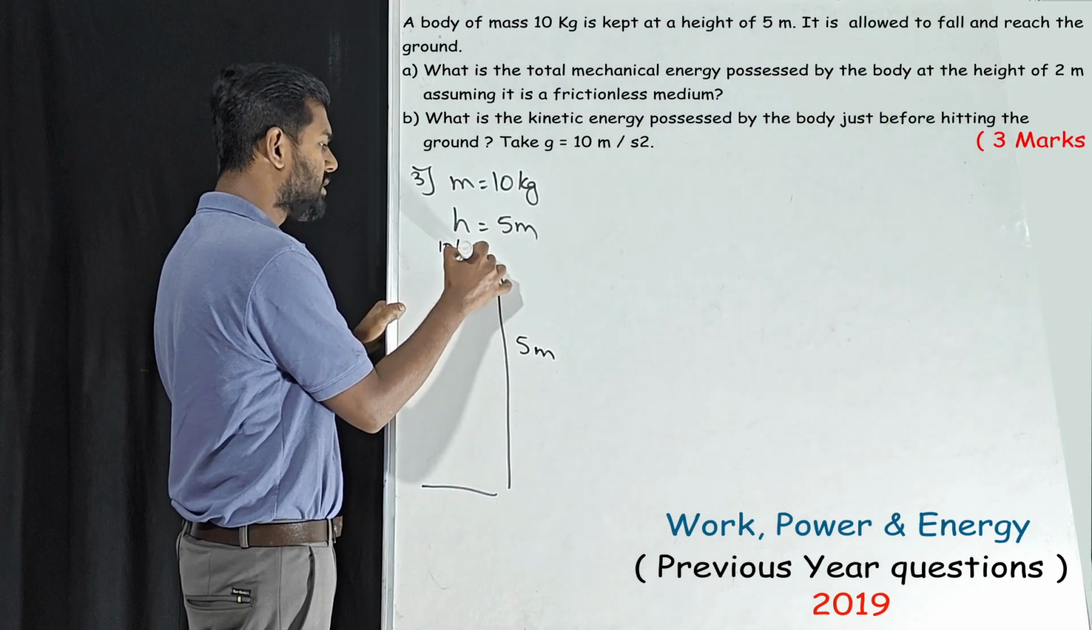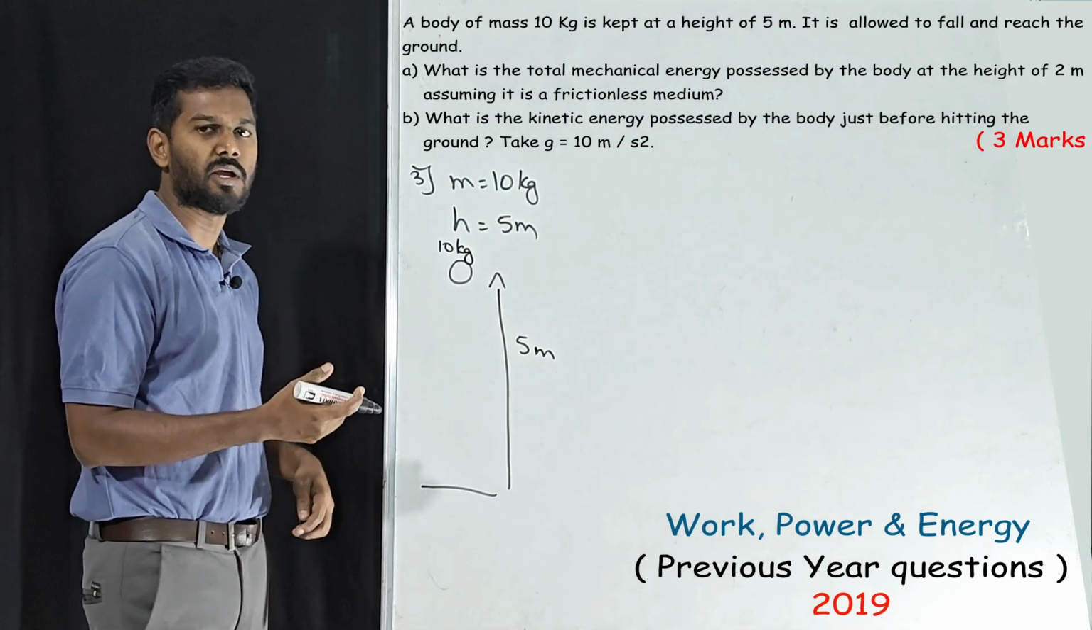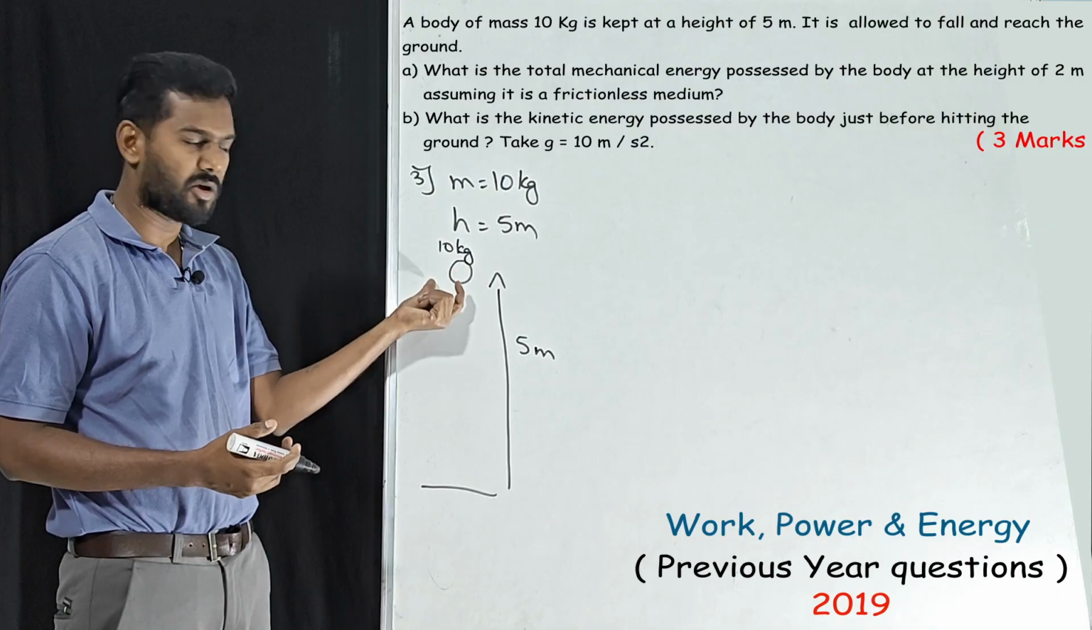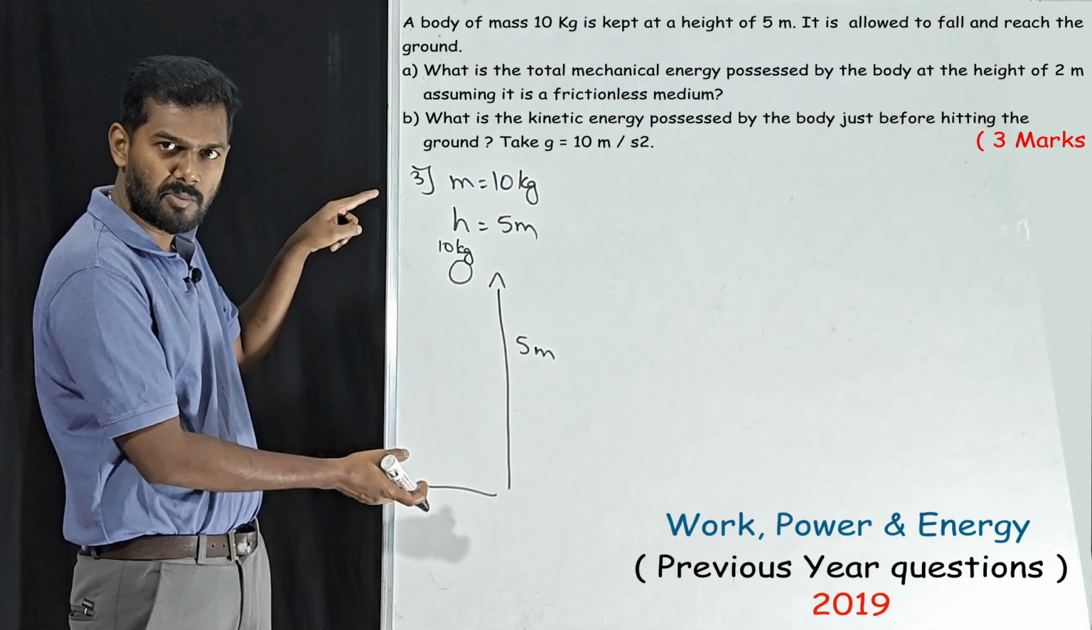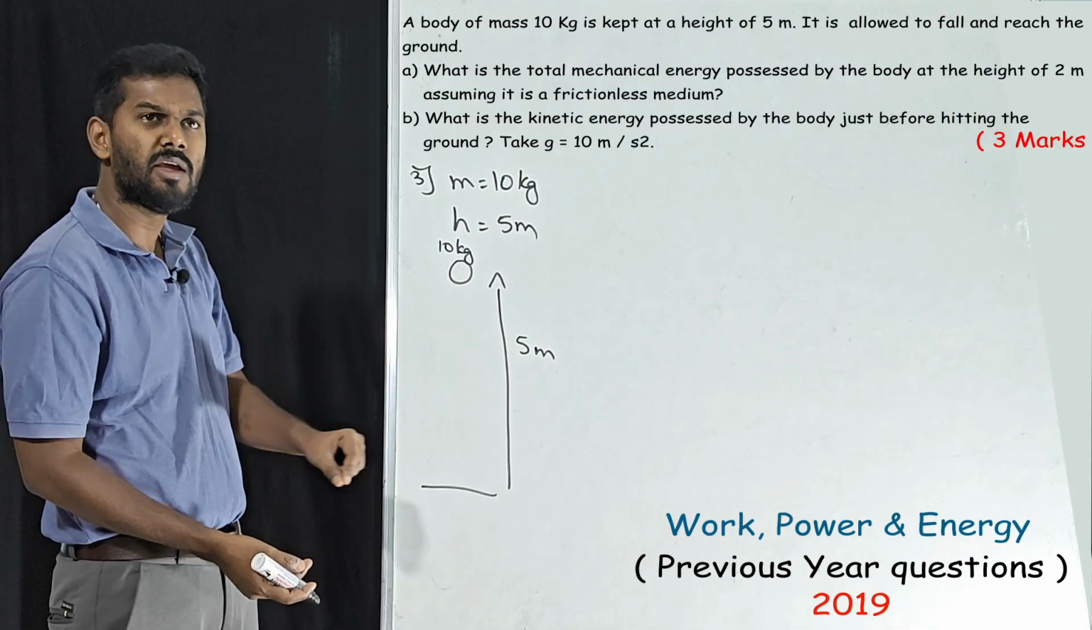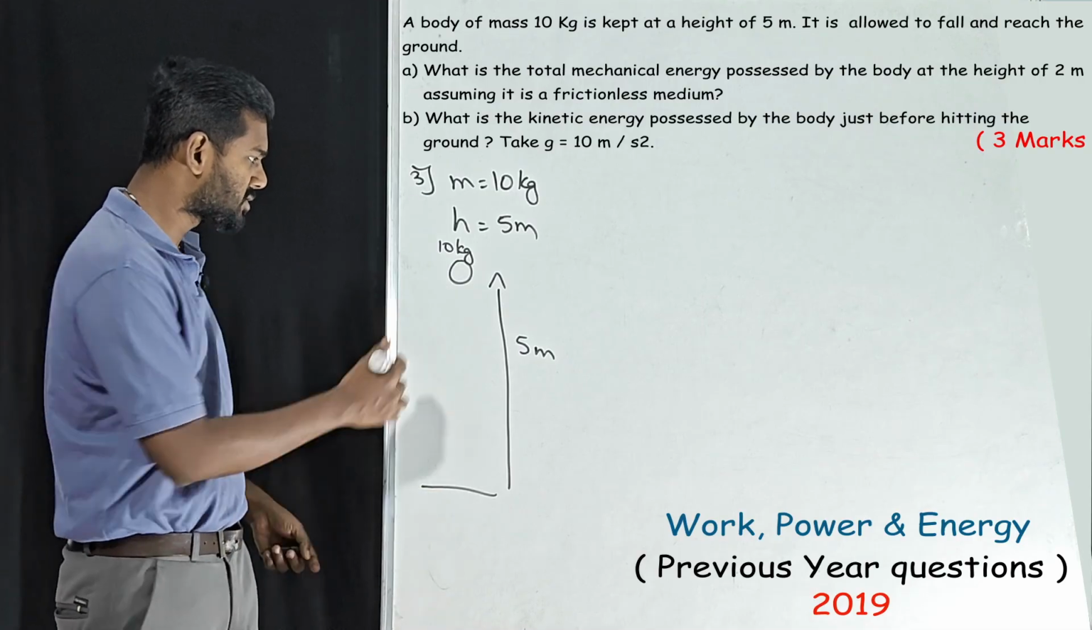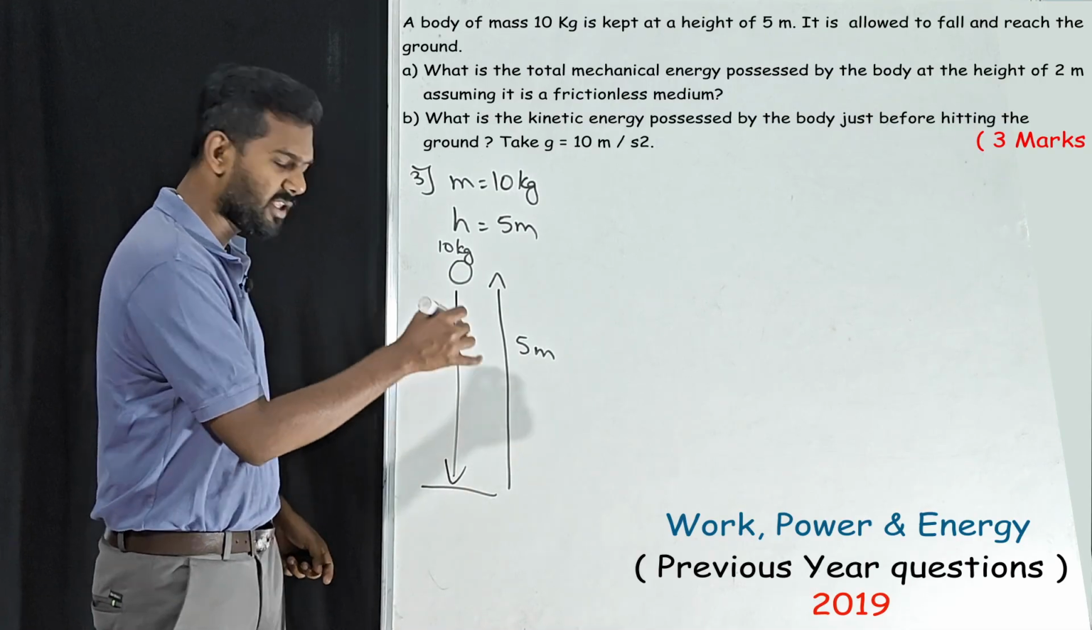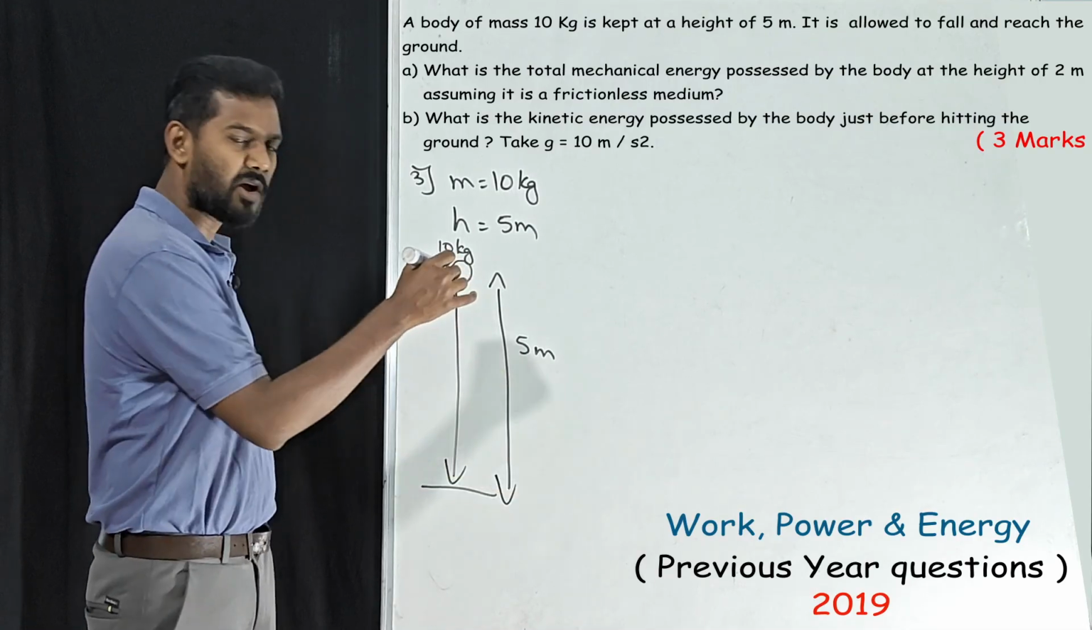So an object of 10 kg is kept at a height of 5 meter. Now it is made to freely fall. This is the concept. So this ball is going to fall in this direction. The total height is 5 meter.